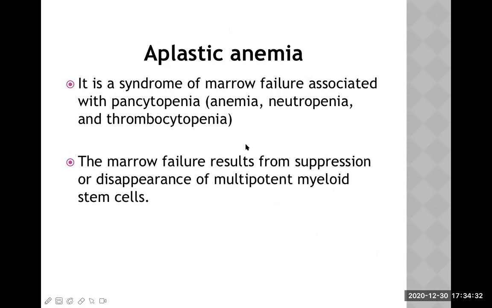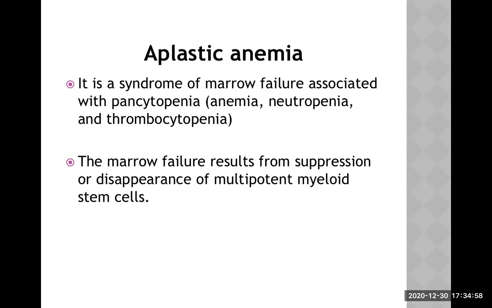Let's move on. Now, what is aplastic anemia then? It's a syndrome of marrow failure associated with pancytopenia, that is anemia, neutropenia, and thrombocytopenia. Remember, the total leukopenia doesn't occur in aplastic anemia because it is a disorder of myeloid lineage or myeloid series. The lymphoid series is not affected in aplastic anemia.